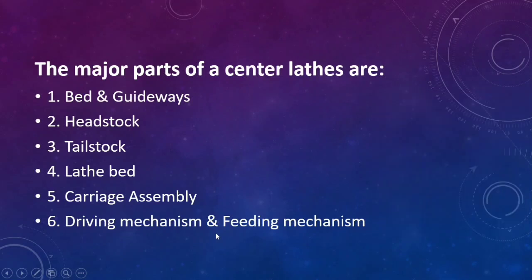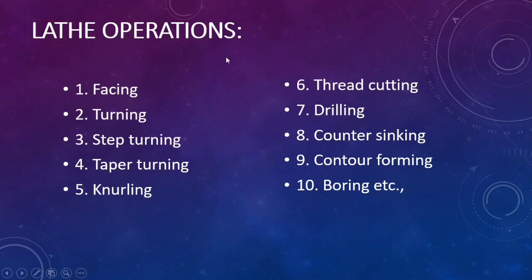Okay, so lathe operations. What operations can be done on the lathe? The first one is facing. We will discuss them one by one in detail. Facing, turning, step turning, taper turning, knurling, thread cutting, drilling, counter sinking, counter forming, and boring, etc. Actually, we have shown only 10 operations here. Hundreds of operations can be done using the lathe machine. So it has that much capacity.